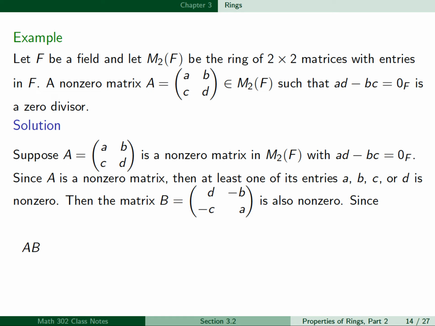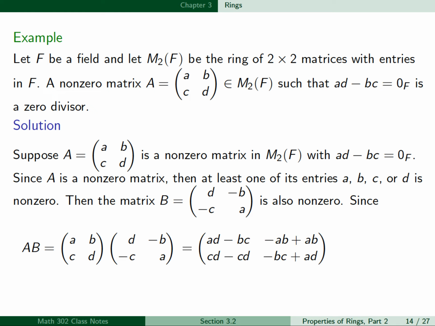And since AB is the product of those two matrices, this will be the matrix with entries shown, and on the diagonal entries we have the determinant, which we're assuming is 0. On the off-diagonal entries we have zeros. So this will be the 2 by 2 zero matrix with all entries 0. And this tells us that A is a zero divisor. Okay, so A is non-zero, B is non-zero, and the product AB is 0.